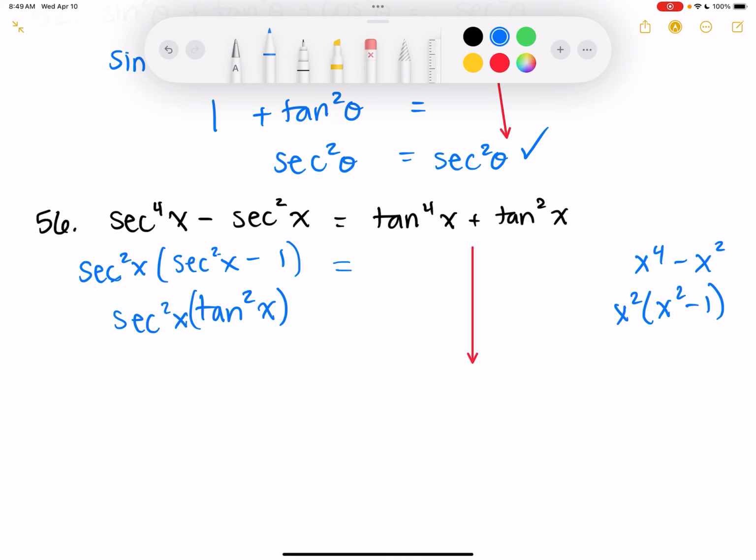But I know I'm trying to get to everything in terms of tangent, so I think it might be wise for me to attempt to rewrite this secant squared using the Pythagorean identity in terms of tangent. So what is secant squared of x equal to? Tangent squared theta plus 1. So I'm going to rewrite that as tangent squared x plus 1 times tangent squared of x.